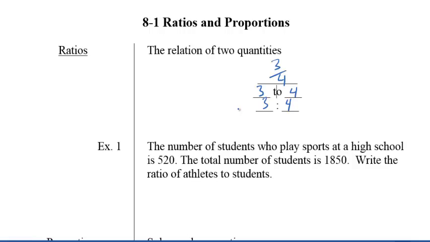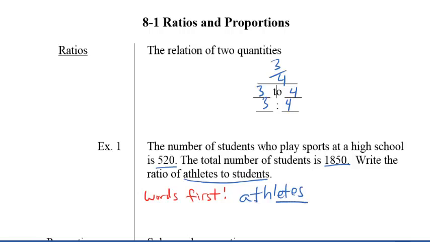The number of students who play sports at a high school is 520. The total number of students is 1,850. Write the ratio of athletes to students. So if I want to write the ratio of athletes to students, first off, anytime I'm writing a ratio or a proportion, it's very, very important that we write our ratio in words first. So in words, my ratio is athletes over students. Okay, so the ratio of my athletes to students, I can fill in with the numbers. So athletes, I have 520, and for students, I have 1,850.